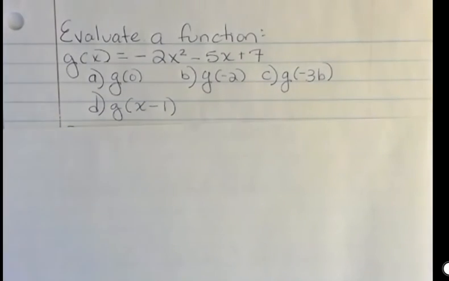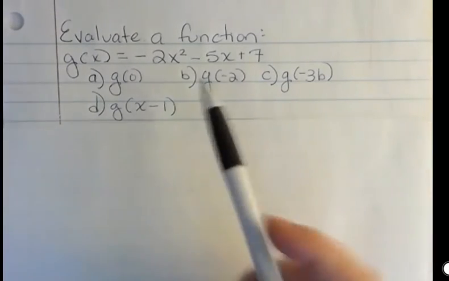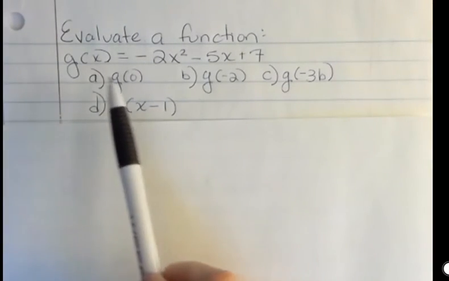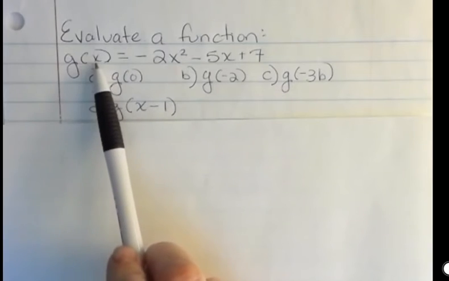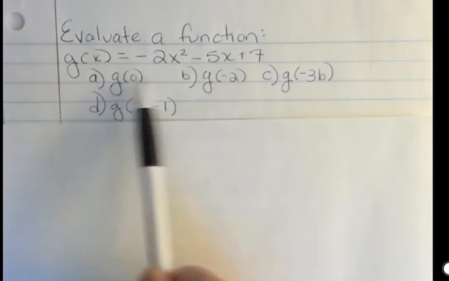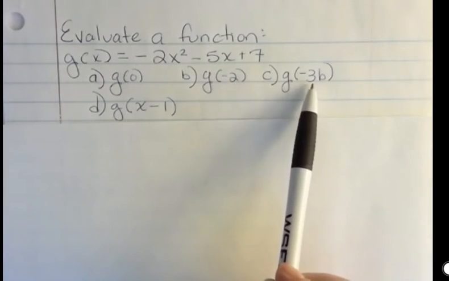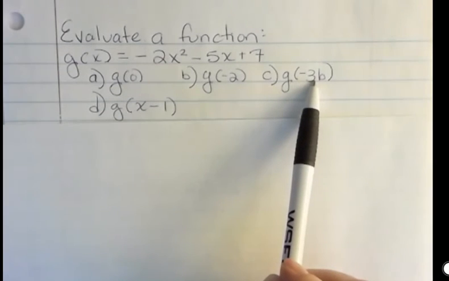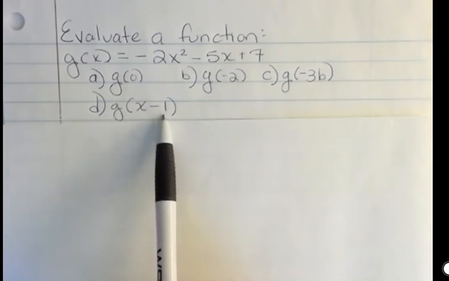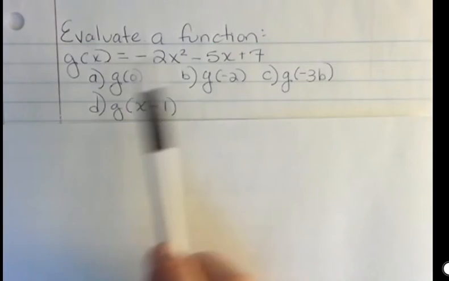I'm just looking at a video today where I talk about evaluating a function. We have a function like g of x. We can replace the x with anything we want. It could be an integer. It could be a single monomial term. It could be a binomial. And so we're going to do that for all these different ones.